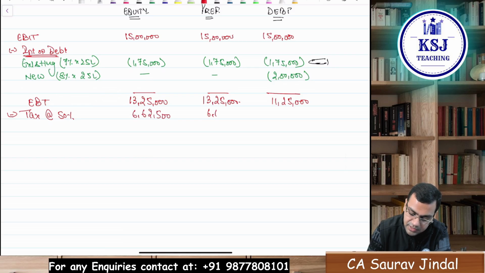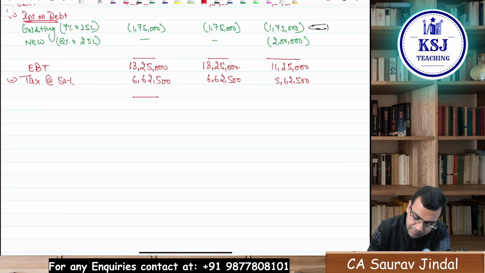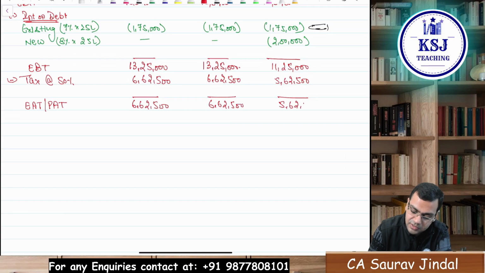Second case also: 6,62,500, and 11,25,000 with a 50% tax rate is 5,62,500. Clear? So from here, what you will get is your PAT, that is EAT, earnings after taxes or profits after taxes. So 50% tax was there, so 50% will be your profit: 6,62,500. Last case, 5,62,500. Is that clear, everyone?